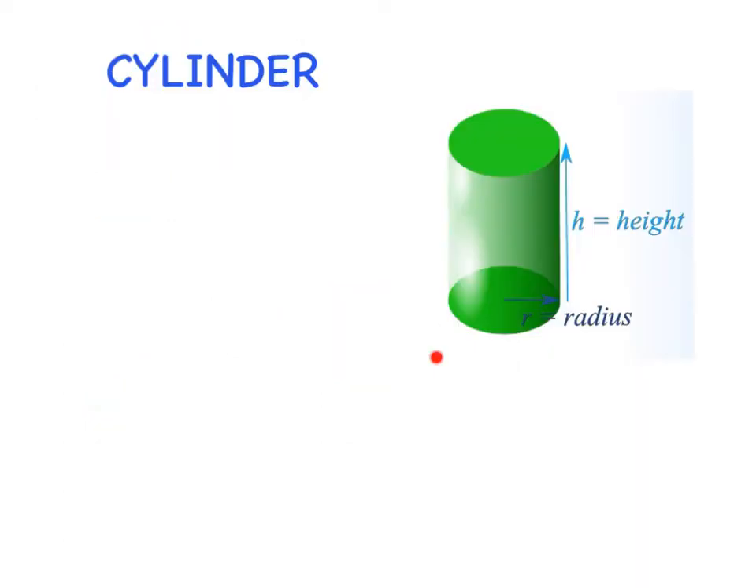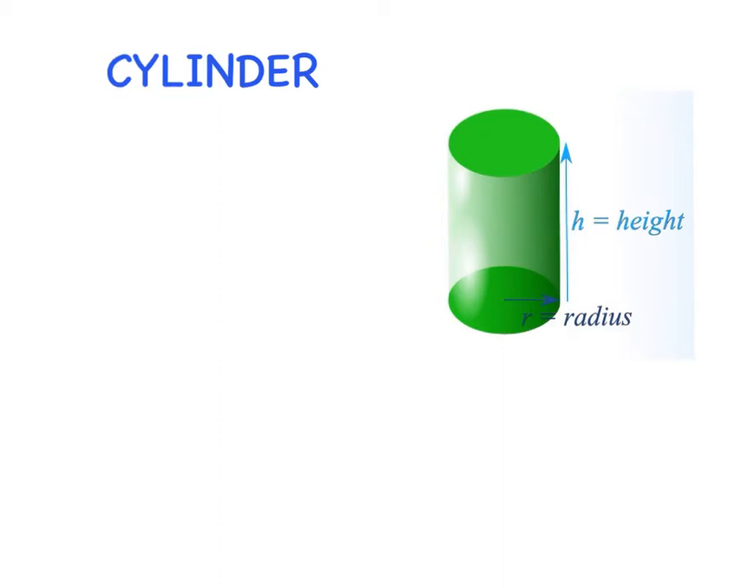Here we go, the photo of a cylinder. This is the base, and there's another base. Here we have the height, and the base is a circle, and here we have the radius. So what can you tell me about the cylinder?